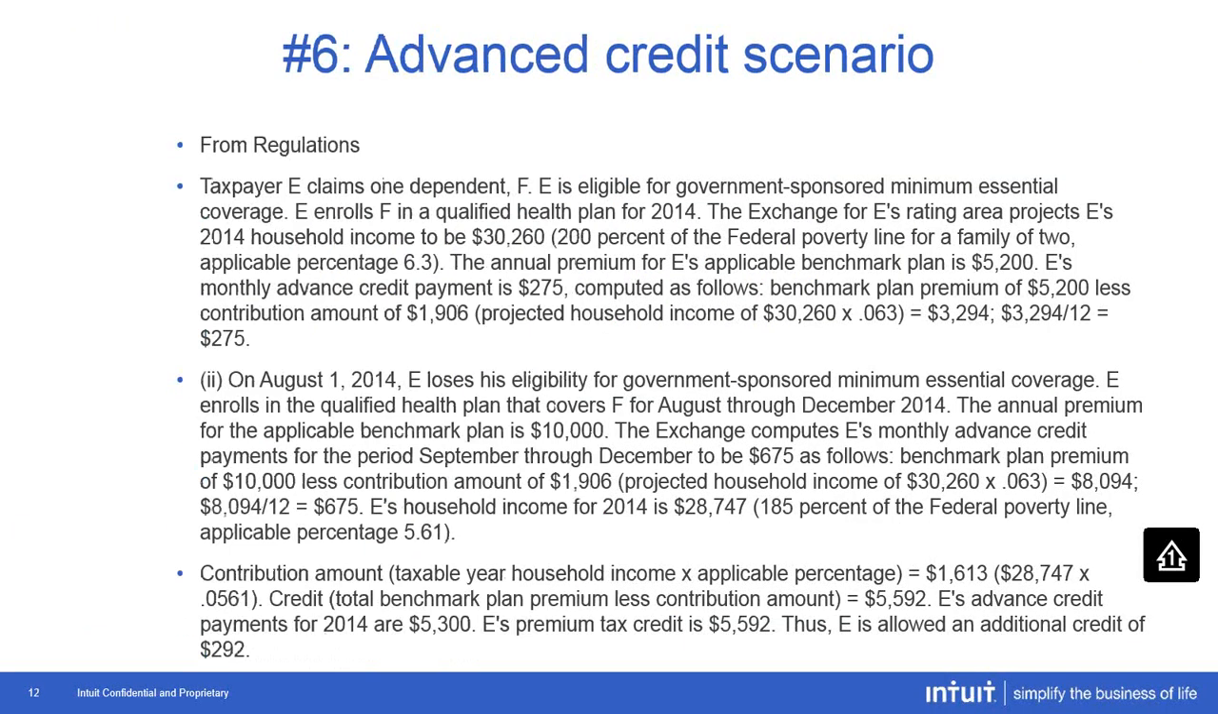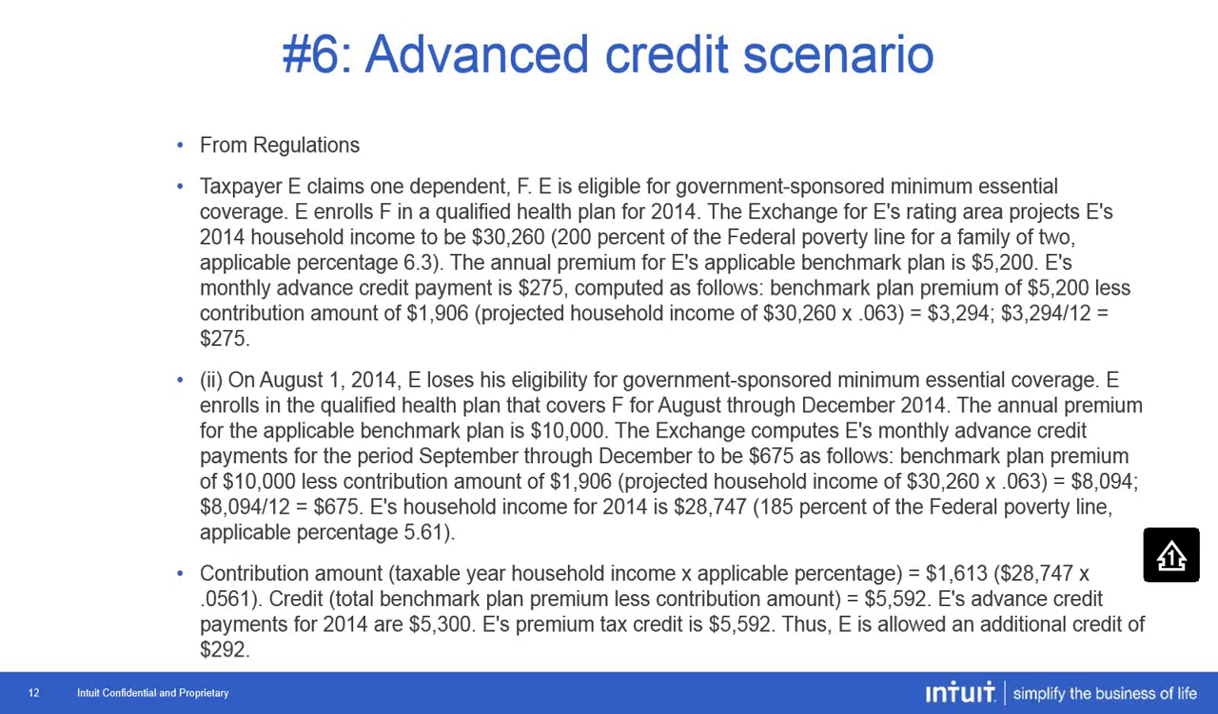Okay, next we're going to go to use case number 6, an advanced credit scenario. Pulled these out of the regulations. We have taxpayer E, claims 1 dependent, F. E is eligible for government-sponsored minimum essential coverage. E enrolls F in a qualified health plan for 2014. The exchange for E's rating area projects E's household income for 2014 to be $30,260. The annual premium for E's applicable benchmark plan is $5,200. E's monthly advance credit payment is $275.